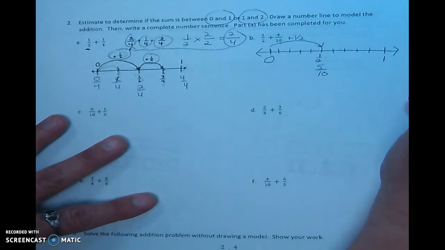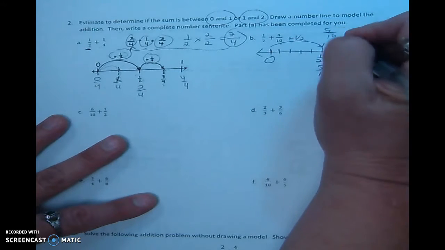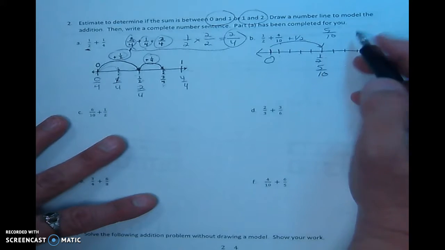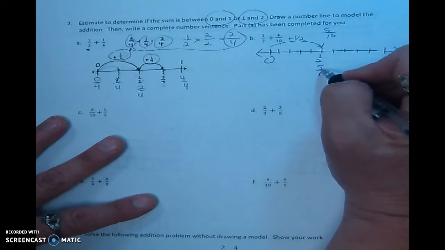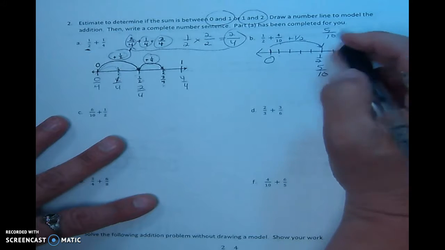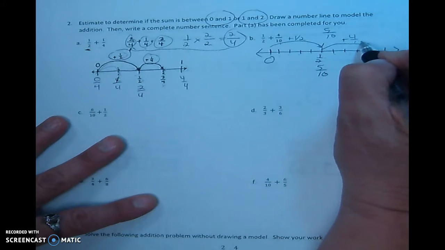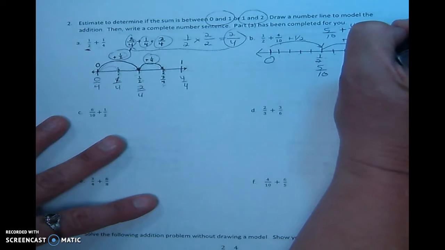Okay. But I need to add 4 more to the half. So 1/2 is actually 5/10. I need to add 4 more. So I'm going to go 1/10, 5/10, 6/10, 7/10, 8/10, 9/10 would be 4 more. So adding 4/10. So 5/10 plus 4/10 equals 9/10.